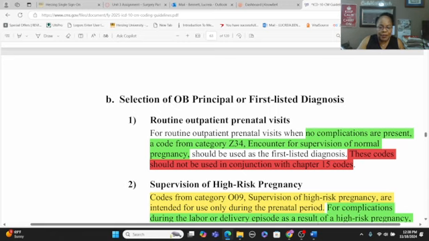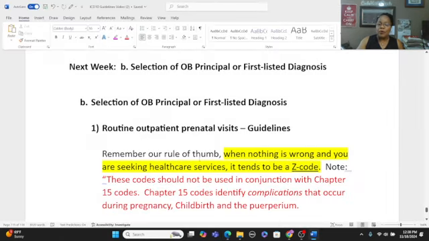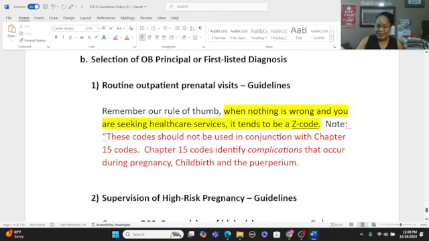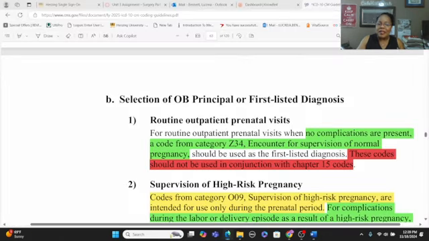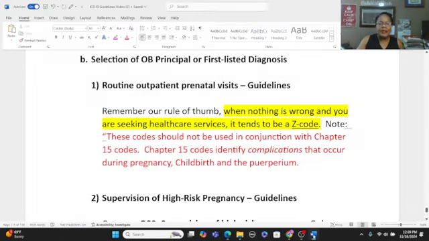But let me show you what I put. I put a little note on that one that just says, remember our rule of thumb. When nothing is wrong and you're seeking healthcare services, it tends to be a Z code. These codes should not be used in conjunction with Chapter 15 codes because Chapter 15 codes identify complications that occur during pregnancy, childbirth, and the puerperium. So if you're saying, based on the guidelines, that the patient has no complications, it's going to be a Z code, Z34. Okay, let's keep going.